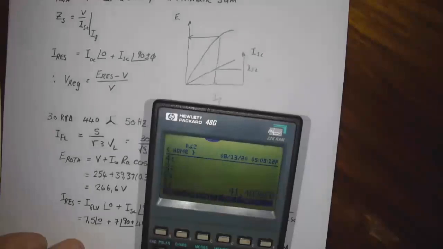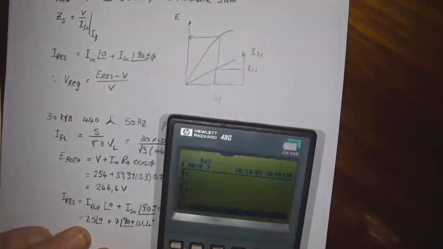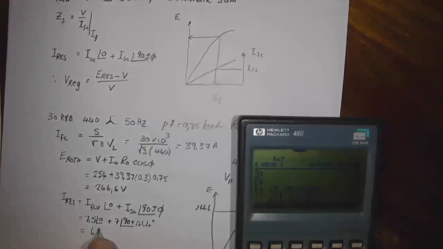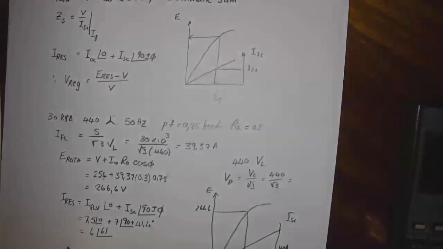Okay, so let's add 7.5, then angle 0, and then we add 7 at an angle of 131.4. That gives us 6 at an angle of 61. So now we go back to the graph.